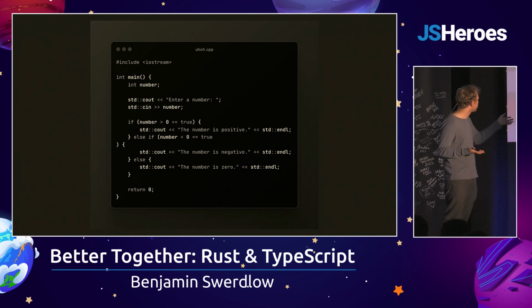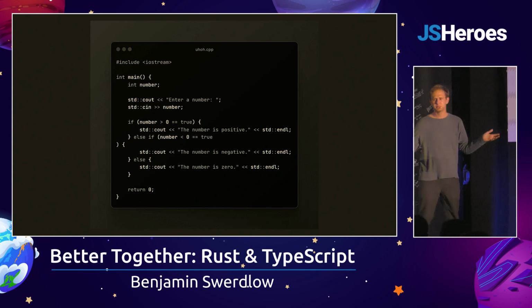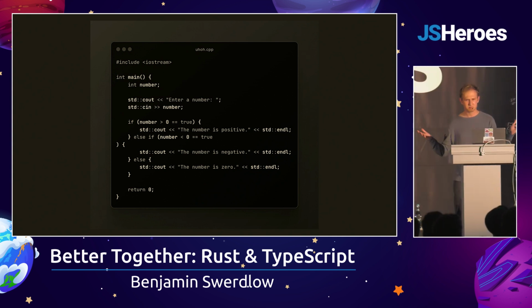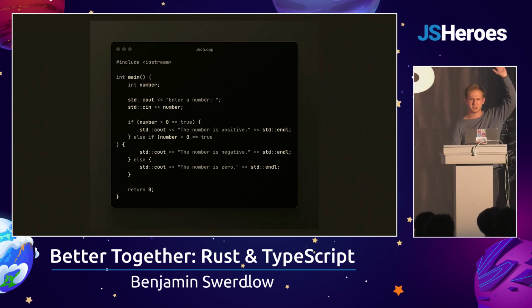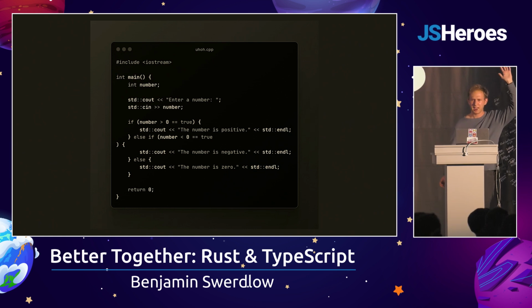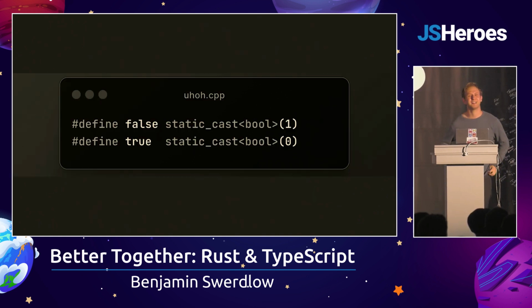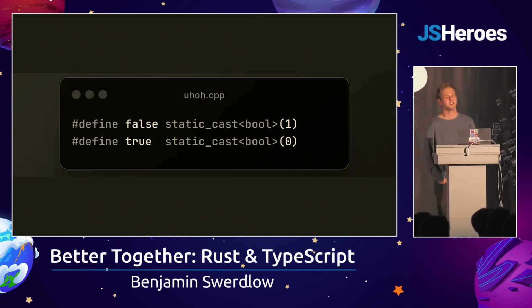If that's true, let's say it's positive. It's false, let's say it's negative. If it's 0, like, all this makes sense, right? Good code. Hands if you can make sense of this code. Yeah. Except that C++ lets you set true as false and false as true.